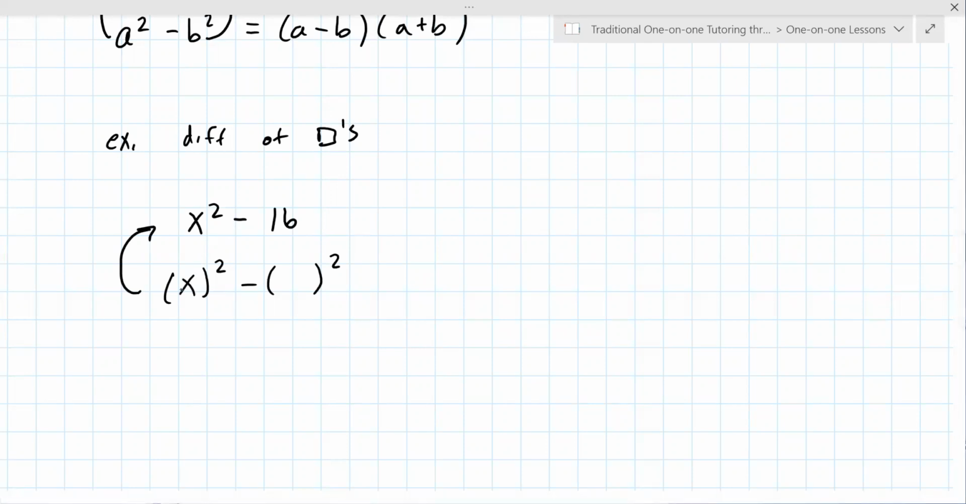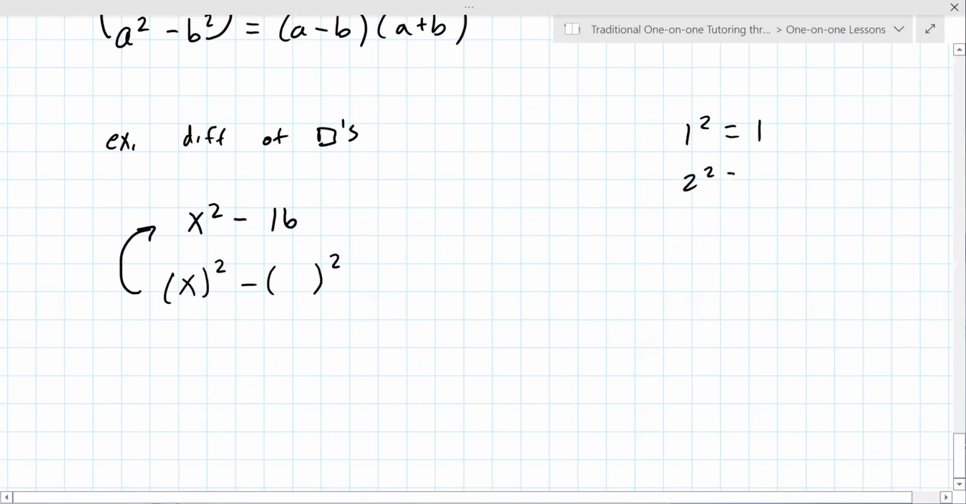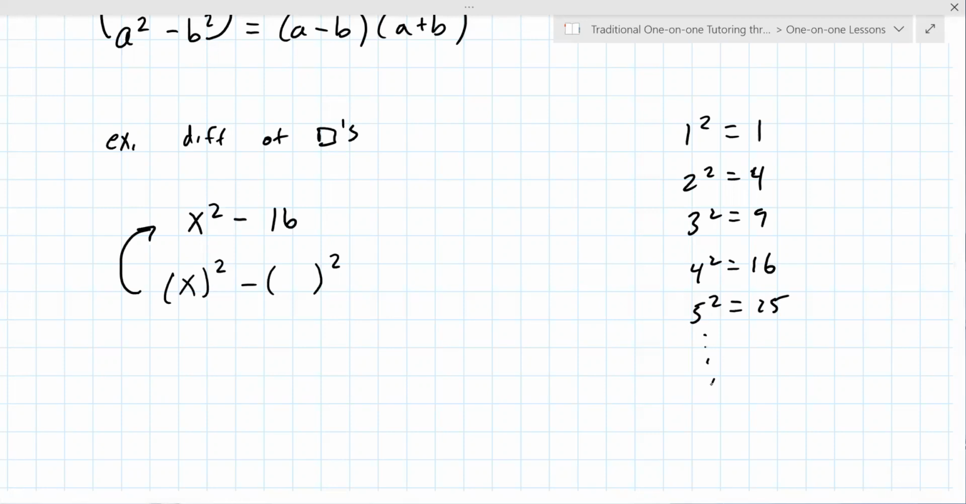Now, it's nicer when it's a number. So what squared gets you back to 16? 2 squared is 4. All right, so 1 squared is 1, 2 squared is 4, 3 squared is 9, 4 squared is 16. You have to know these. This list goes on and on. So what do you square to get back to 16? 4. So 4 is what goes in parentheses.